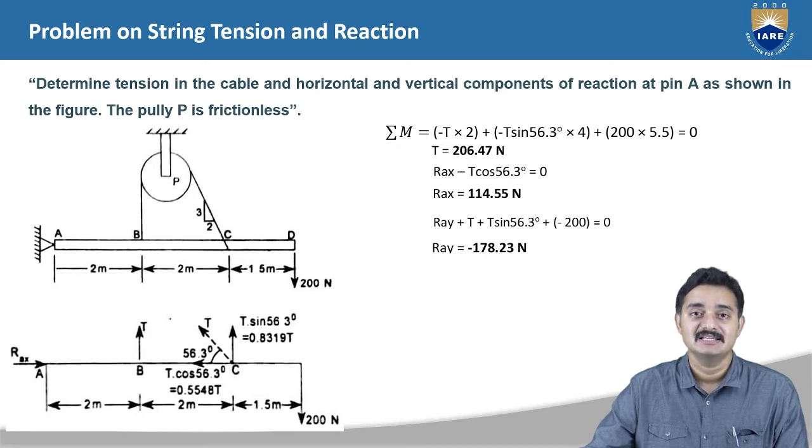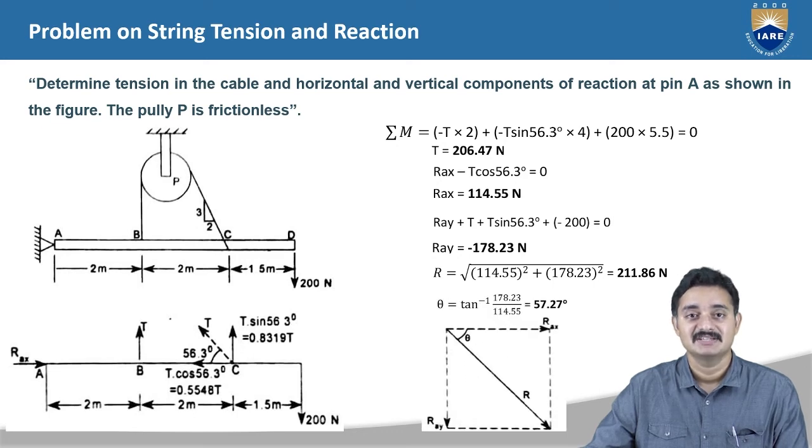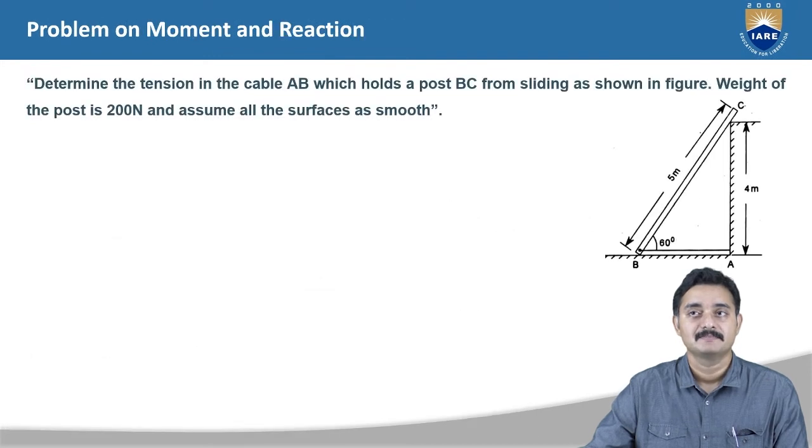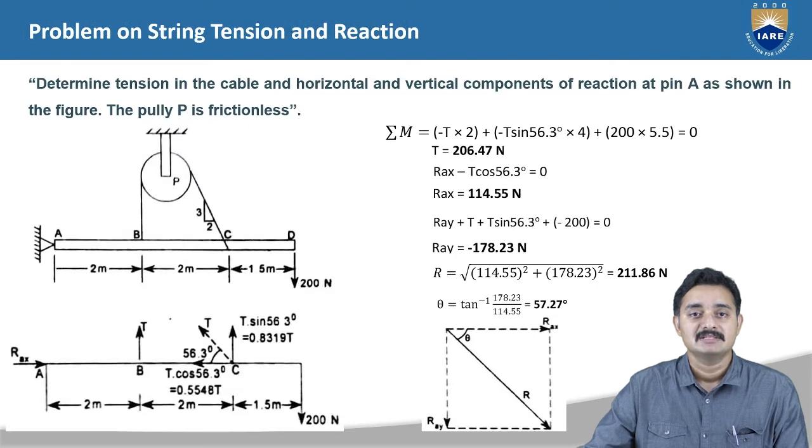Hence, the reaction at A is given as R is equal to under root 114.55 square plus 178.23 square, that is equal to 211.86 Newton. And the inclination of the reaction is given as theta is equal to tan inverse 178.23 by 114.55, that is equal to 57.27 degrees. Thus, the reaction at the hinge support is 211.86 Newtons acting at an inclination of 57.27 degrees. And the tension in the string is 206.47 Newton.